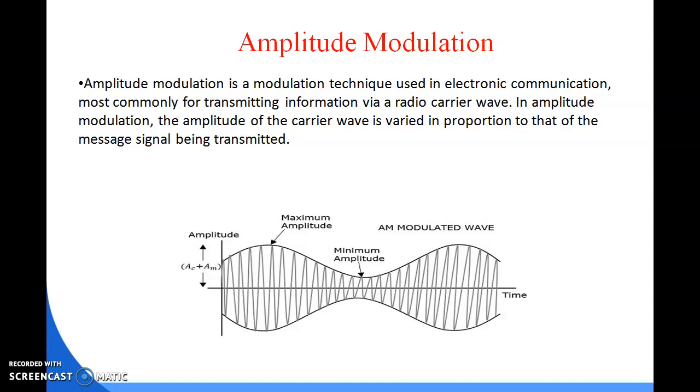Clear? Again I am repeating, modulation is a technique where the carrier signal is modulated with the original signal, and a modulated signal is generated. Clear now? So in this technique, only the amplitude varies, but the frequency and phase are constant.